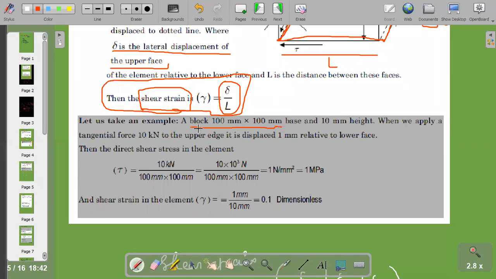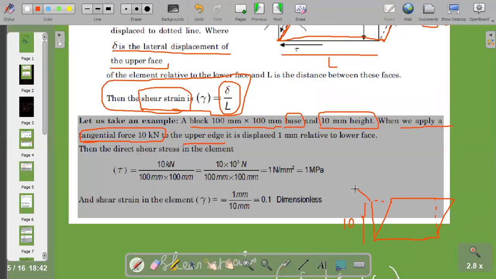Let's do this question. A block of 100 into 100 mm base and 10 millimeter height is there. When we apply a tangential force, 10 kilonewton tangential force, to the upper edge, means upper edge like this. This is the 3D body, with 10 into 10.